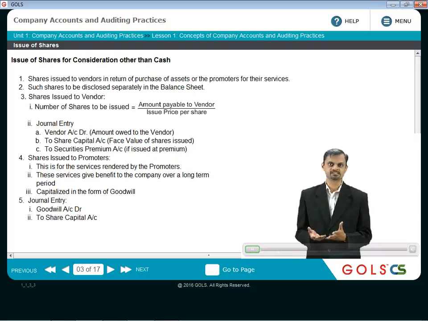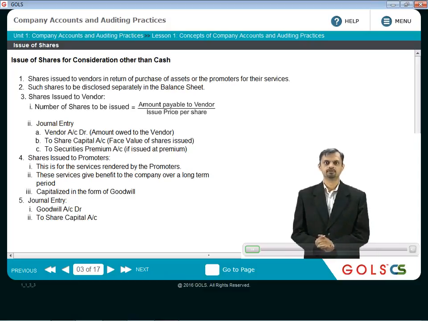Now what happens in this case? The shares are issued to that vendor, but in return the company has not received cash. The company has actually received machinery. So that is why this is called issue of shares for consideration other than cash.